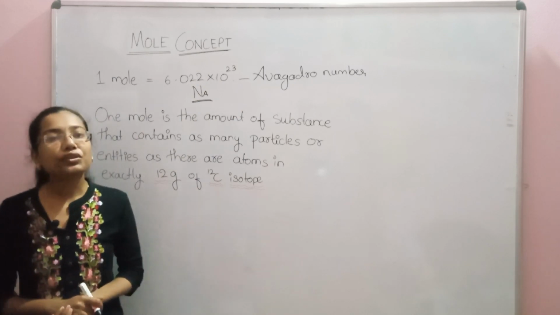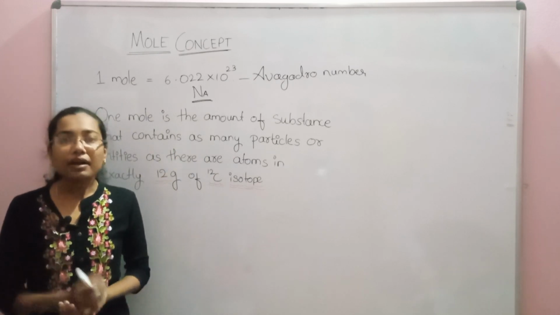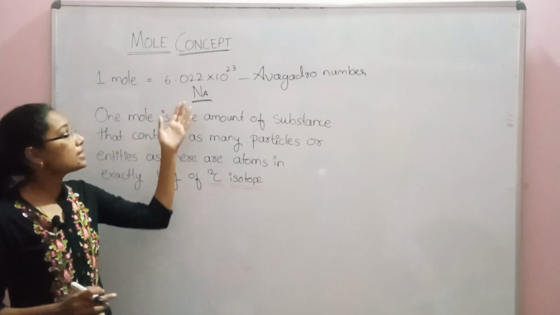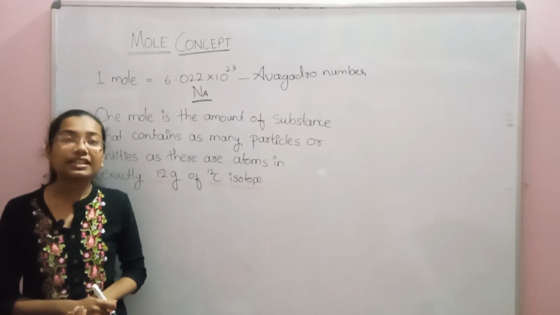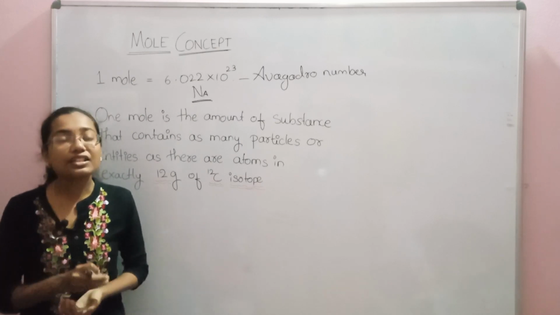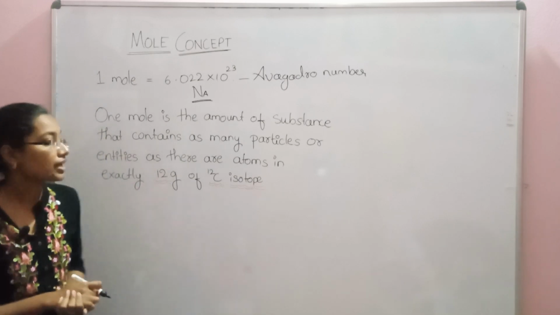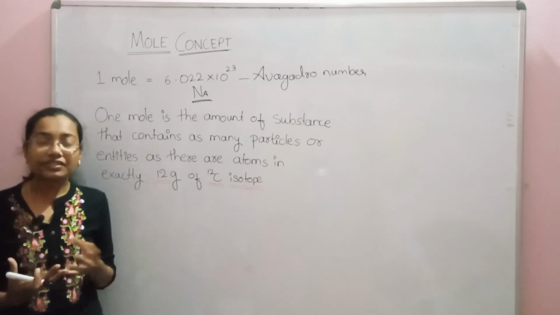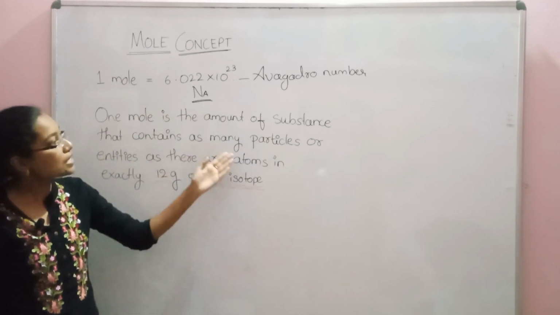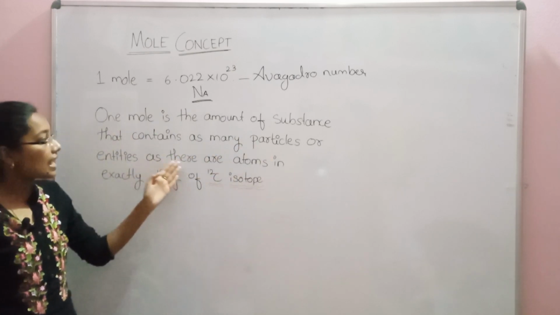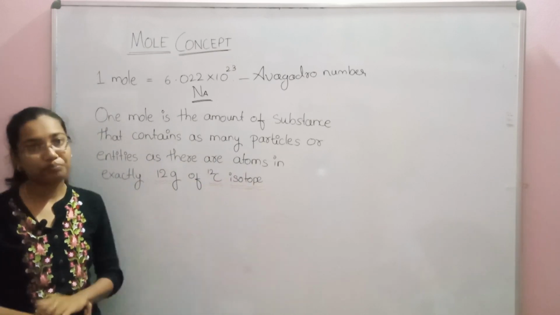Now we got to know that 1 mole is equal to 6.022 into 10 to the power 23. But how exactly did this number come, why do we need the mole, and what is the significance of the mole? Let us see those. We define the mole as the amount of substance that contains as many particles or entities as there are atoms in exactly 12 gram of C12 isotope.